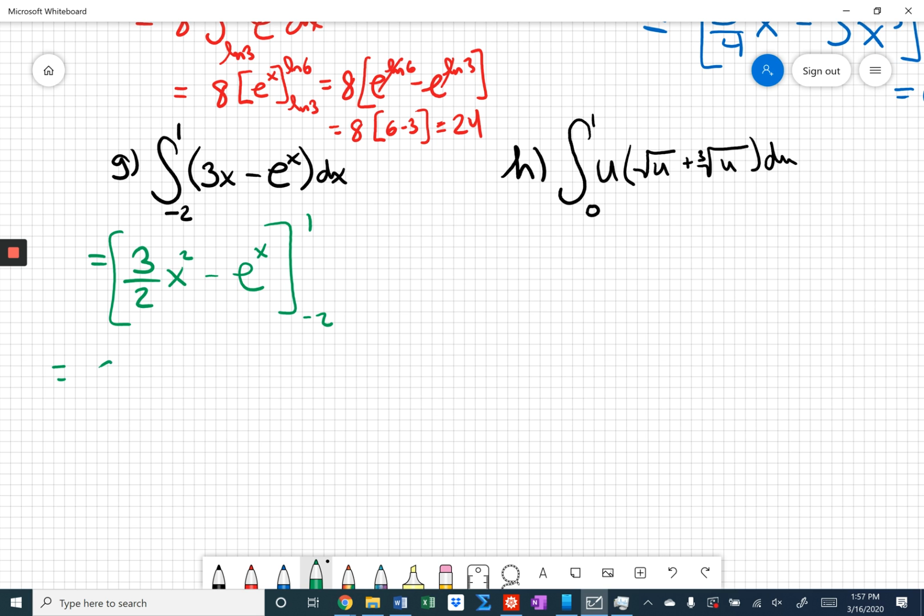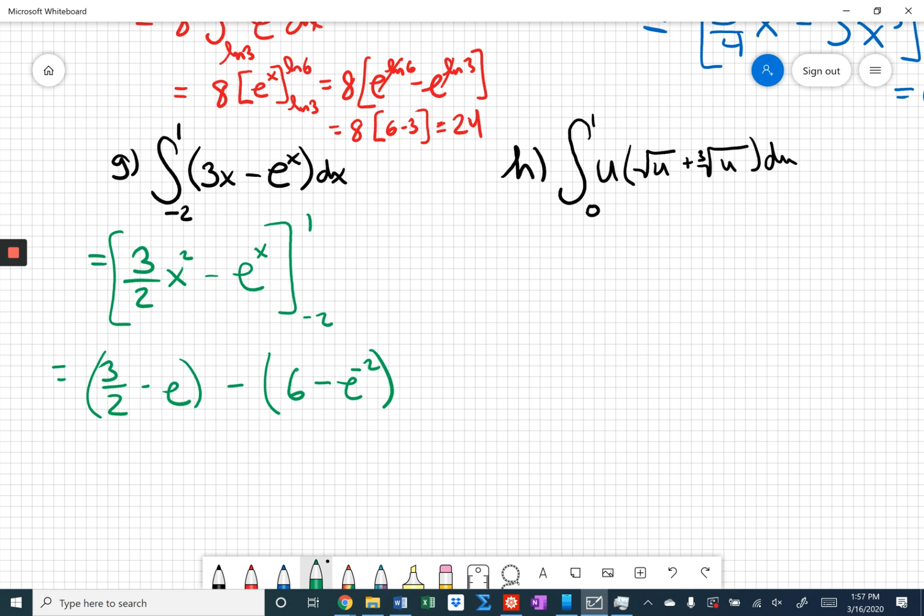And so if I plug in 1, we get 3/2 minus e. And then if I plug in negative 2, I'm going to get 4 divided by 2 is 2 times 3 is 6 minus e to the negative 2. And there's not much to simplify there. Of course, 3/2 minus 6 is something you can simplify, but you can't subtract the e parts of it, so I'm not even going to bother.